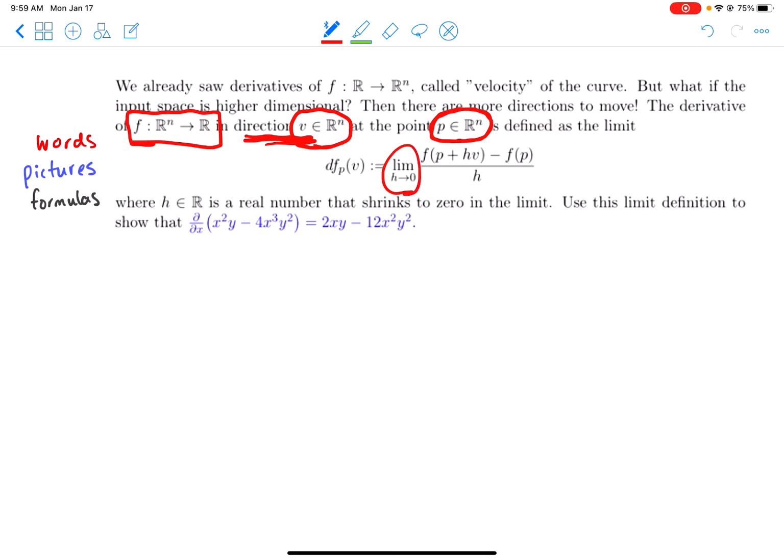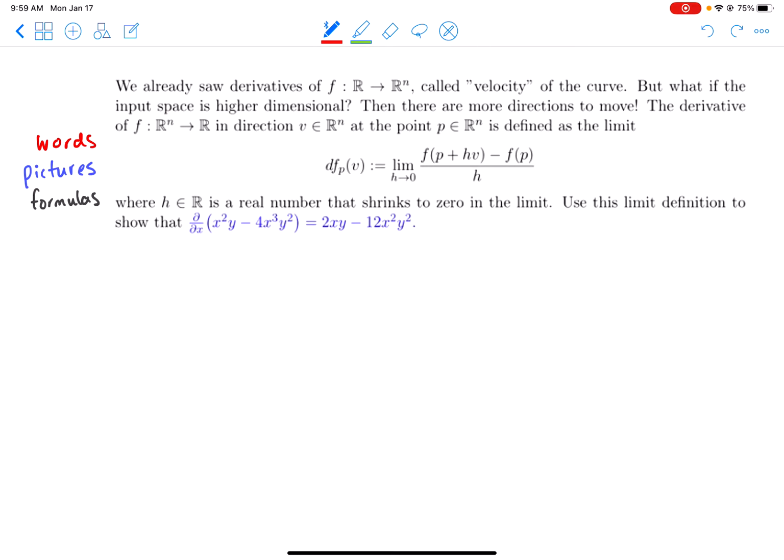Well, the derivative is this limit. H here is a real number, and it's going to just shrink. The only purpose of h is to shrink to 0, so we can get instantaneous behavior at the point P. And again, we'll do final minus initial. Now this time, because the output space is one-dimensional, then f of P plus hv will be a number. F of P will be a number. But P and V are vectors. P is a vector because the inputs are vectors. Okay, so anyway, what's the problem?